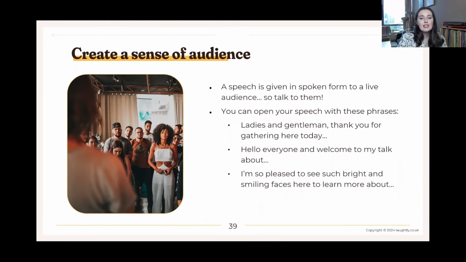Now, remember that a speech is a spoken form. You're giving a speech using your mouth to a live audience. So you need to create that sense of audience by talking to them. In other words, you need to address your audience and reference them throughout your speech.